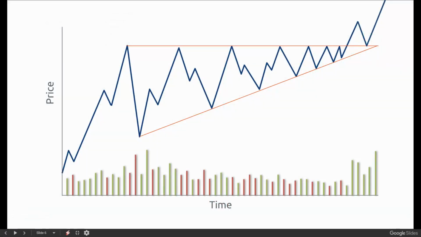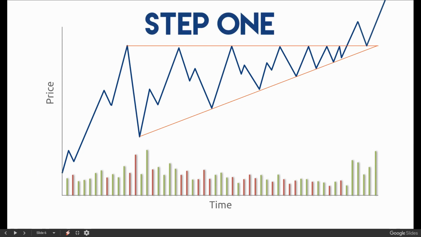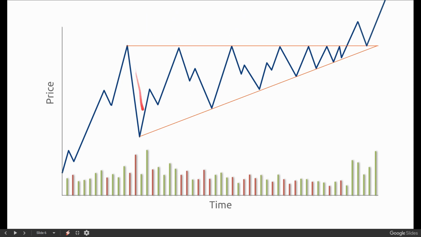So back to identifying an ascending triangle. It's pretty easy and it can be done in 3 simple steps. Step 1, you will notice price swinging high and low as the pattern begins forming. An ascending triangle will become obvious when you notice price making higher lows but repeatedly getting rejected at the same horizontal level across the top of the triangle.